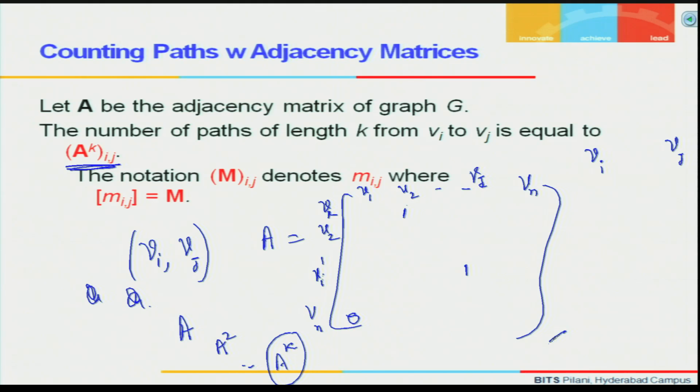The math behind it we are not seeing here, but we can easily prove this as well. Okay, this is an interesting result.